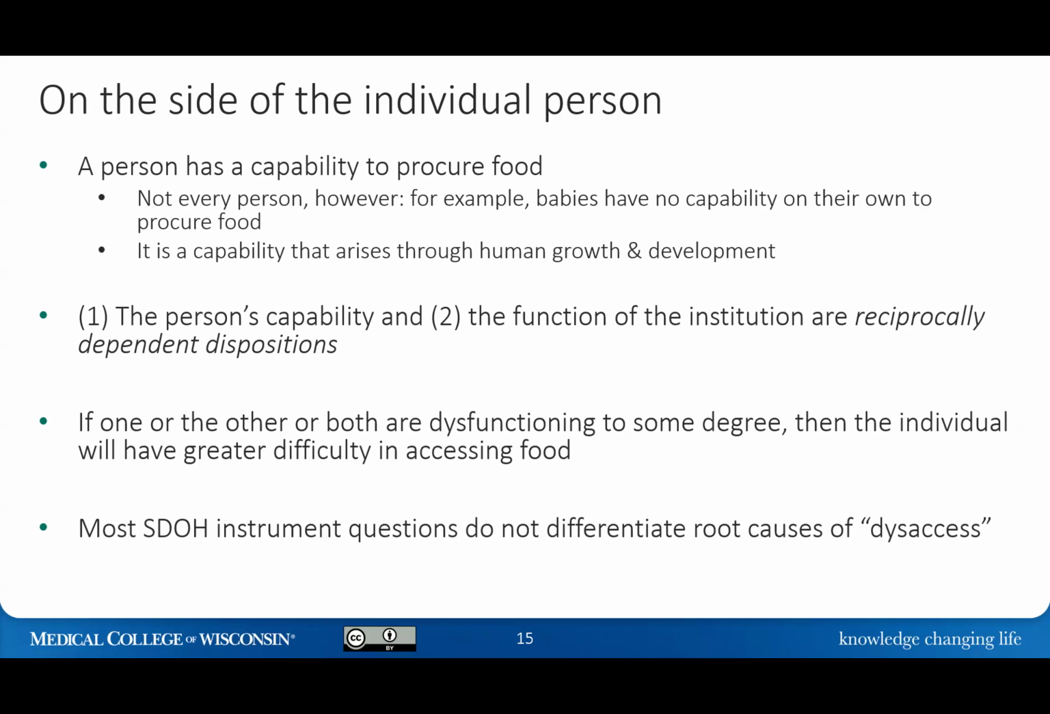So before you jump on that, if one disposition or the other or both are dysfunctioning to some degree, then the individual will have greater difficulty accessing food. Most survey questions do not differentiate the root cause of disaccess. But mostly, the blame is put on the institution and not as much on the individual. But like I said, they don't usually ask.